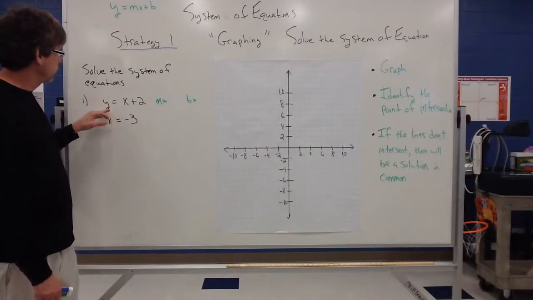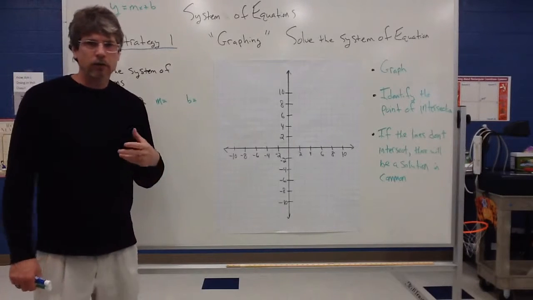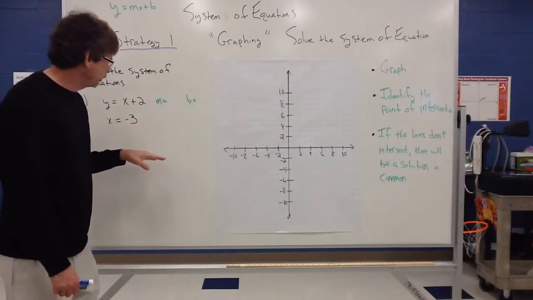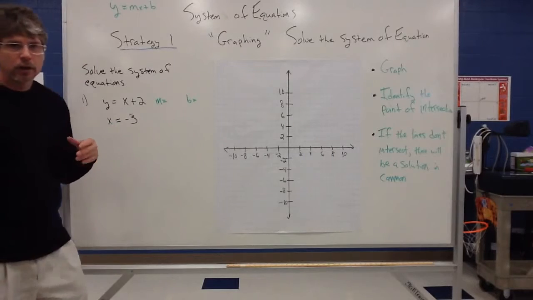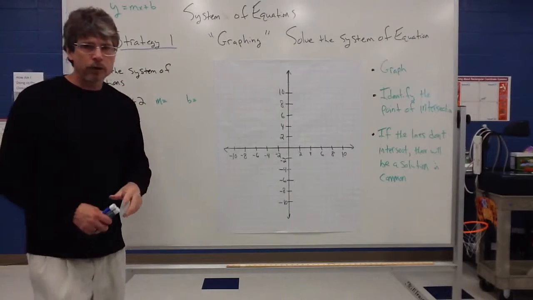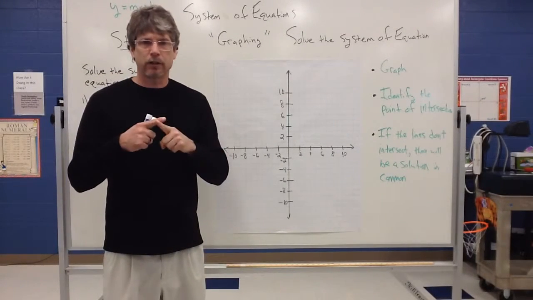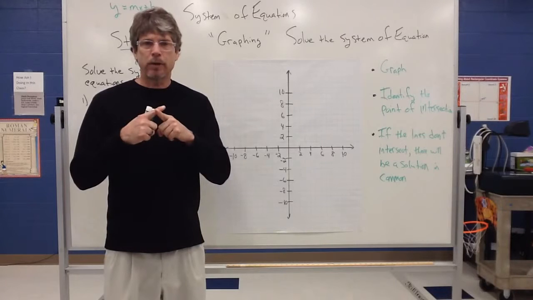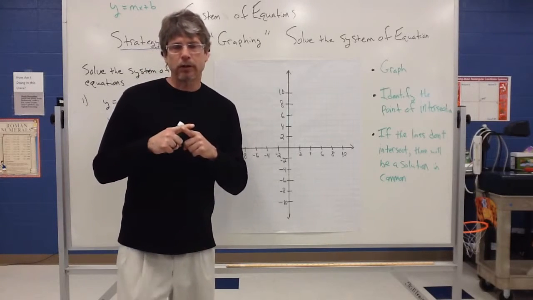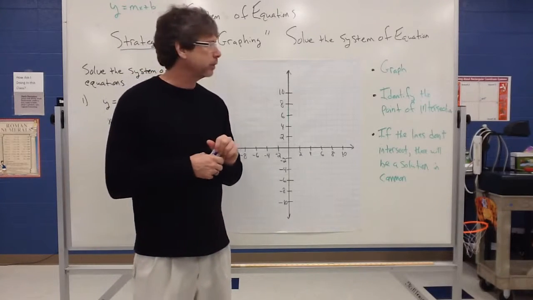Notice that in this equation we have y equals x plus 2. We recognize that as slope-intercept form, so this is going to represent a line. We've also discovered that x equals -3 is also going to represent a line. Now, to solve the system of equations, what we're essentially looking for is where those two lines intersect. That point of intersection is going to be our solution. Okay? So that's our goal here. That point satisfies both equations, therefore it's going to be a solution.